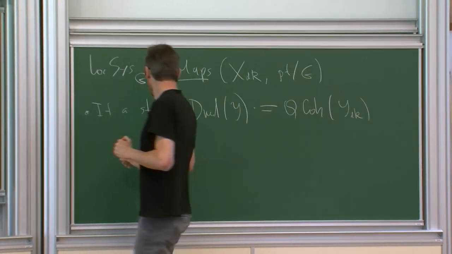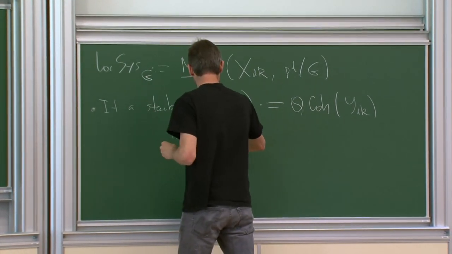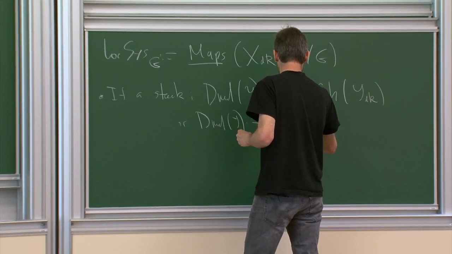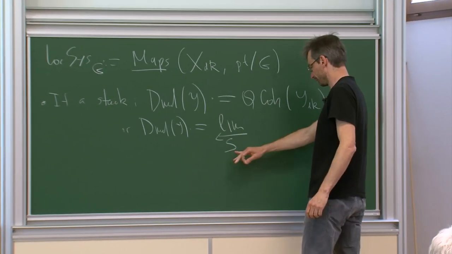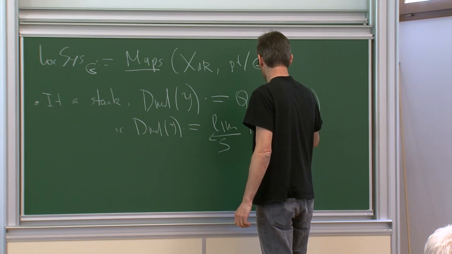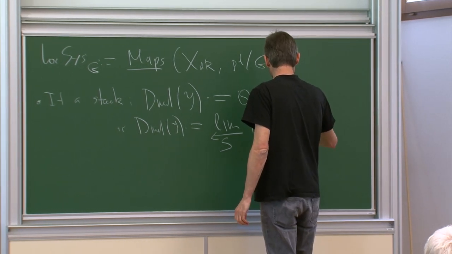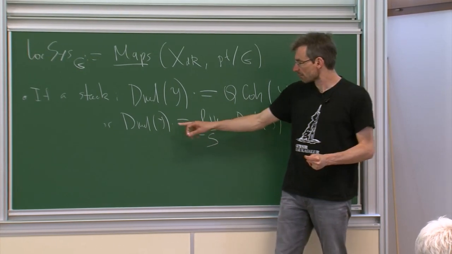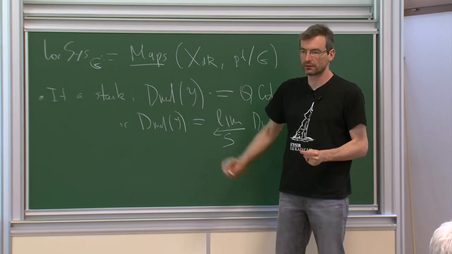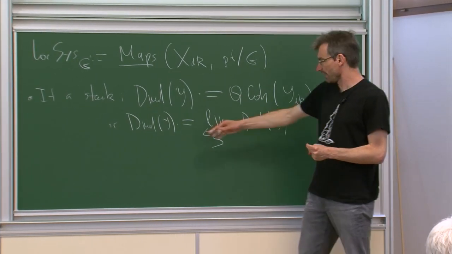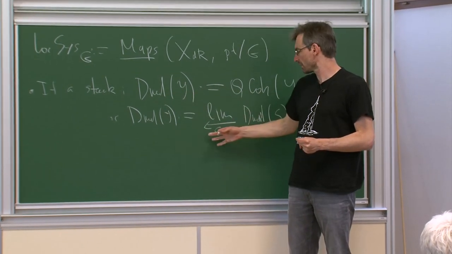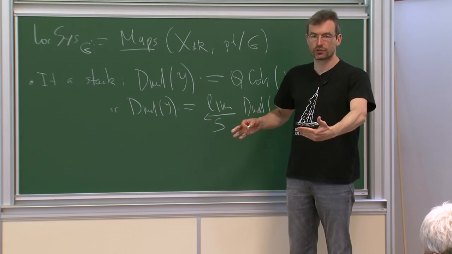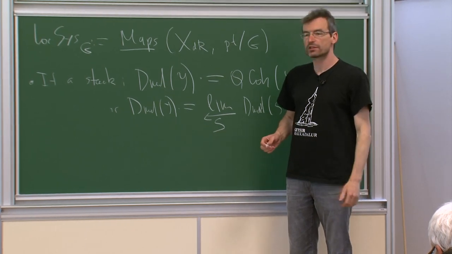That's definition one. Or you can glue: define it as the limit over schemes S mapping to Y of D-modules on S. And those two are tautologically equivalent. By the way, here Y doesn't have to be a stack. Y can be an arbitrary pre-stack. In this case, you can take arbitrary maps. If Y is smooth, it's enough to consider smooth maps. So these are two definitions.